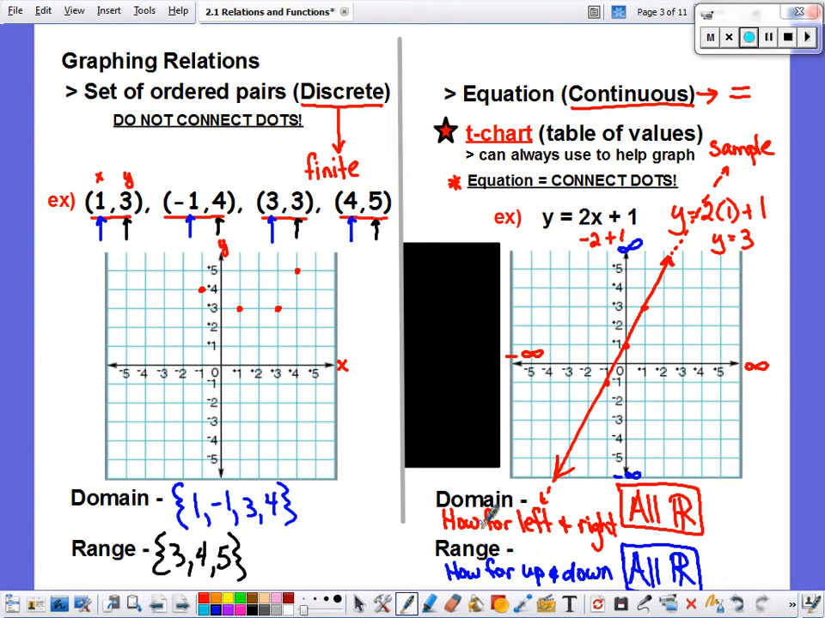But we could have parabolas. We could have other types of graphs that we need to make sure we understand. These are very important concepts: the domain and range, how far left and right for the domain, and how far up and down for the range.